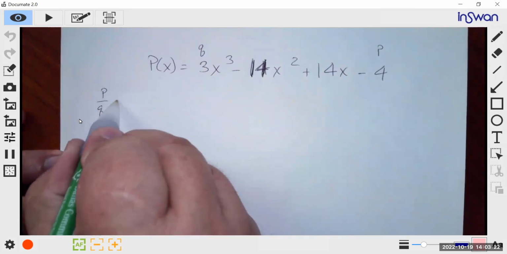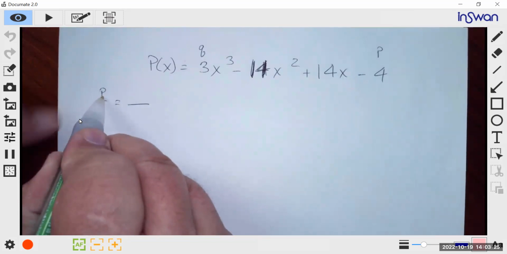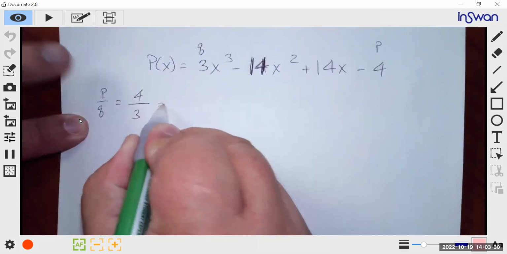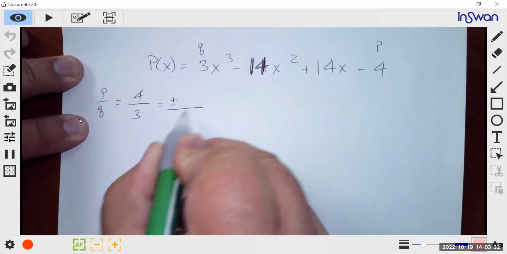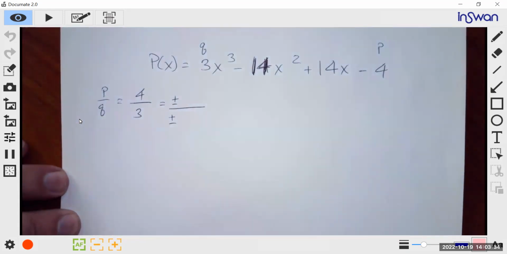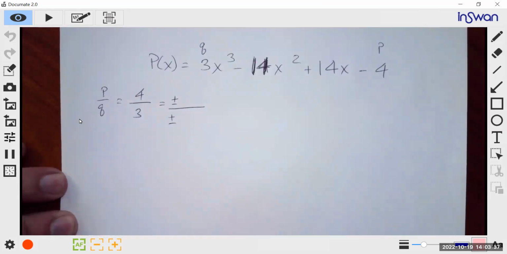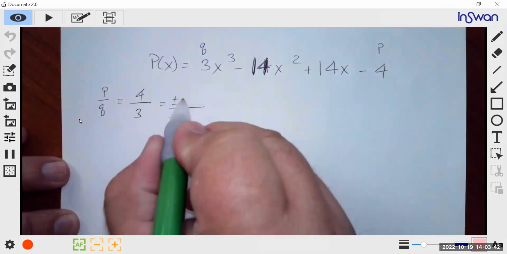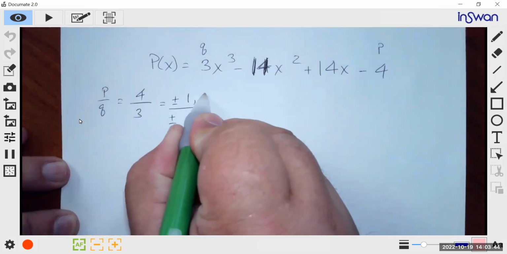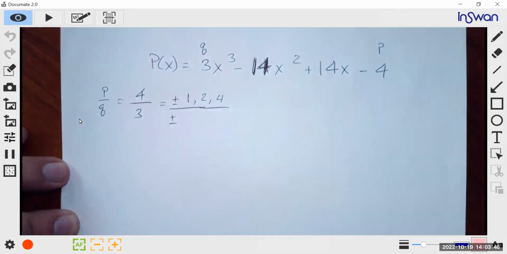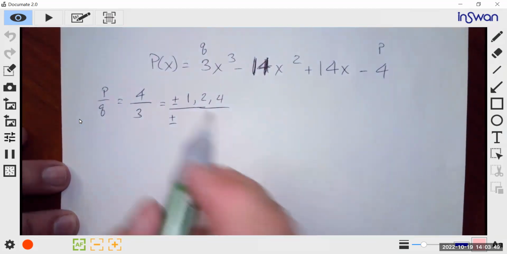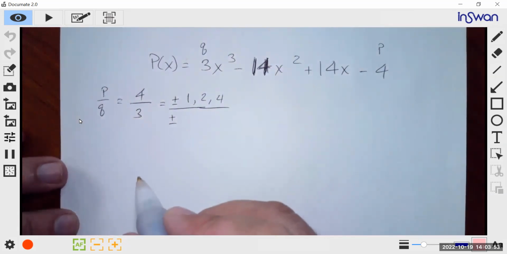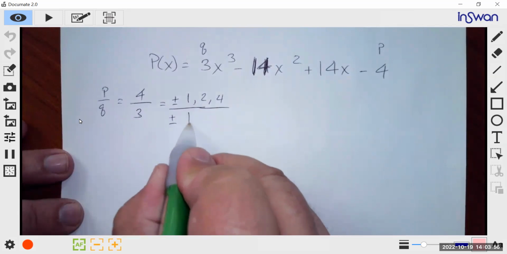Our factors can be 2x plus 3. So what we have to do here is our last number is 4. Our first number is 3. We have to look at the plus or minus of each of these factored. What is 4? What can 4 break down into? Yeah, 1 times 4, 2 times 2, or 4 times 1. Those are the possible factors of 4. What are the possible factors of 3? 1 and 3.